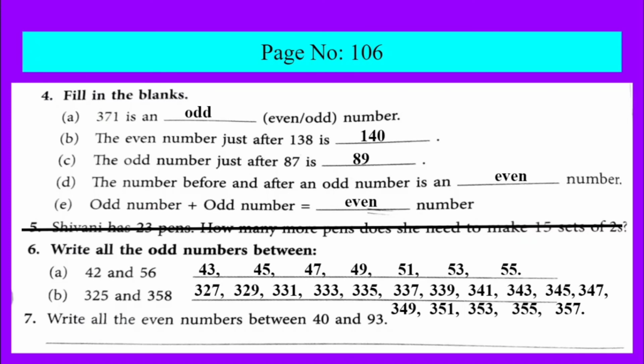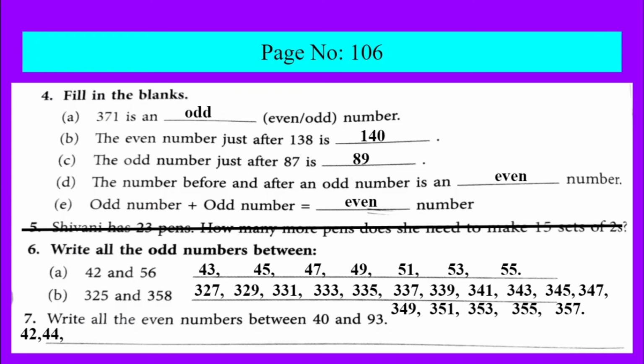So now children, you have to write all the even numbers between 40 and 93. So we will start from 41, which is an odd number. We can't write it here. We have to write all the even numbers. So the next number here will be 42, which is an even number. So after 42, 43. 43 is an odd number. We can't write it. And after 43, it is 44. 44 is an even number.